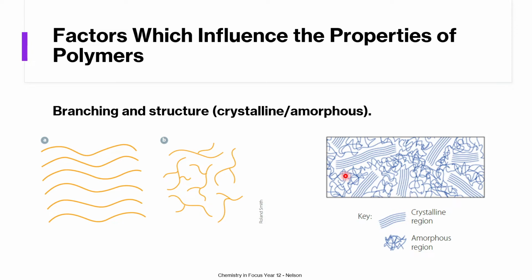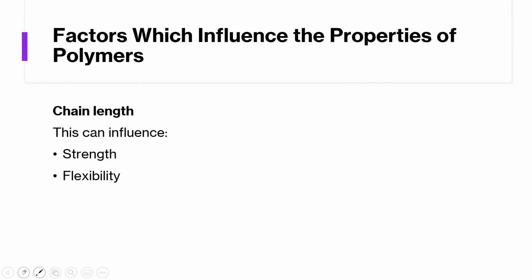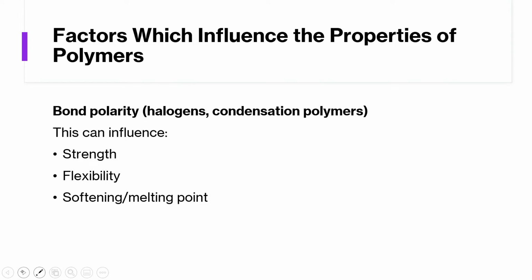A lot of the time, this branching and structure of our polymers can end up influencing the flexibility of the plastic, how quickly it softens or melts when it undergoes heat. It will also impact its density, its permeability, and its transparency. Something else that can impact strength and flexibility is the chain length of a polymer. And the functional groups that are a part of the polymer itself can also have an influence on bonding, which then has an influence on properties like strength, flexibility, and melting point.